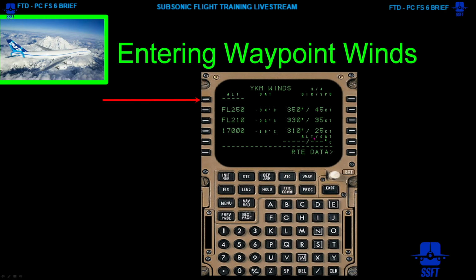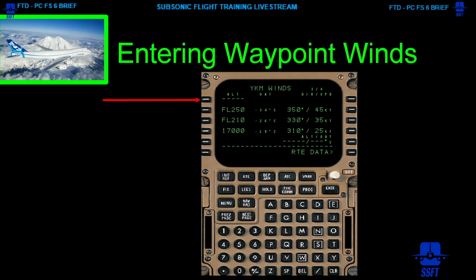By putting in waypoint winds, you're basically refining the ETA and the fuel remaining at destination. Because obviously this airplane goes long distance, and the IRSs are looking at where you are right now, and they can kind of project out for about 300 miles based on the winds that you have. But we know that if we fly a long distance, the winds are going to change.